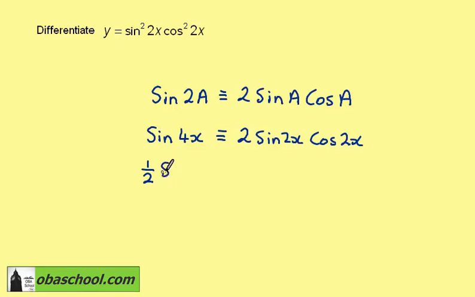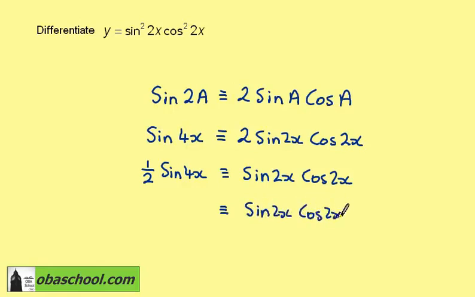Dividing both sides by 2 gives a half of sine 4x is identical to the sine of 2x times the cosine of 2x. What we're going to do now is square both sides. This side will become sine 2x times cos 2x, all squared. This side will become a quarter sine squared 4x.